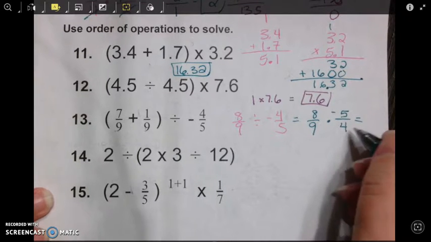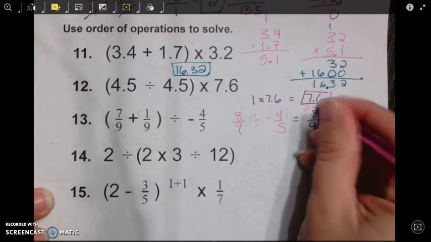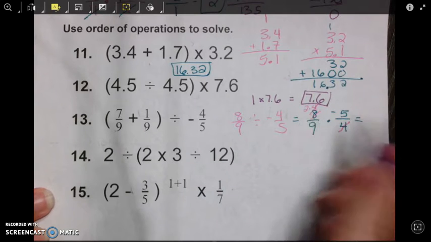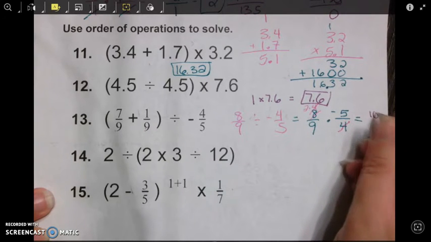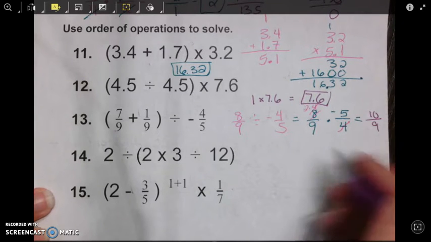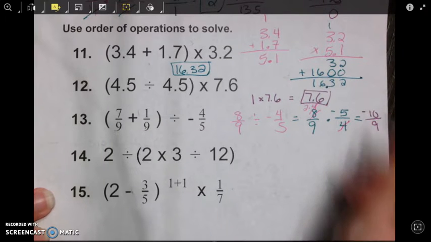Okay, let's see, we can do a bam bam rule here. This 4 cancels out with the 4 here. 2 times 4 is 8. And I think that's all we can do. So 2 times 5 on the top is 10. And this 4 canceled out, so just a 9 on the bottom. And it was a positive times a negative, so our answer is negative.